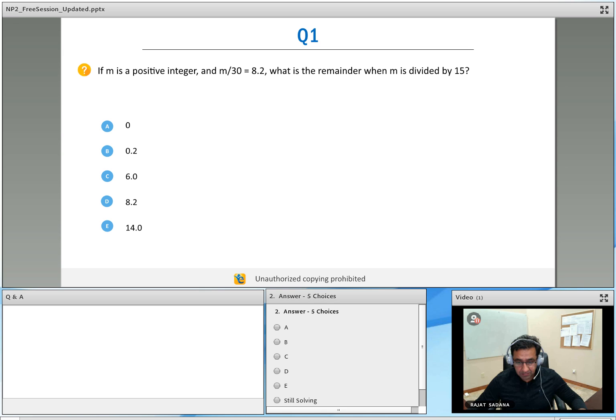Guys, upwards of 70% of you have solved this. That's great. Let's get the answers in so that we can move forward. All right, 3, 2, and 1. Let me end the poll. I'm going to broadcast the results.